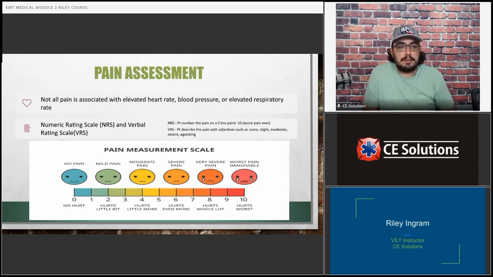A numeric rating scale, or the NRS, and verbal rating scale, VRS. With the NRS, the patient rates the pain on a 0 to 10 scale, 0 being no pain, 10 being the worst pain ever. And with the VRS, the patient describes the pain with adjectives such as none, slight, moderate, severe, or agonizing.